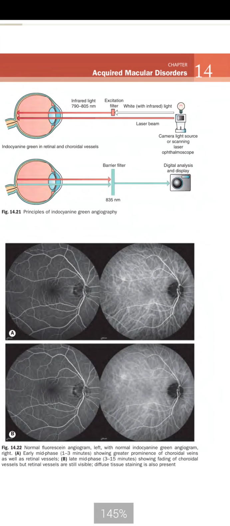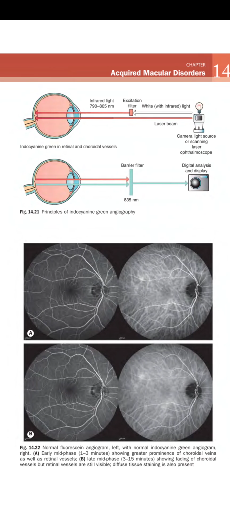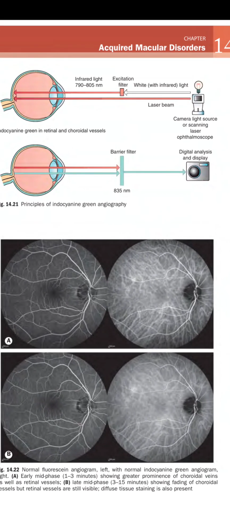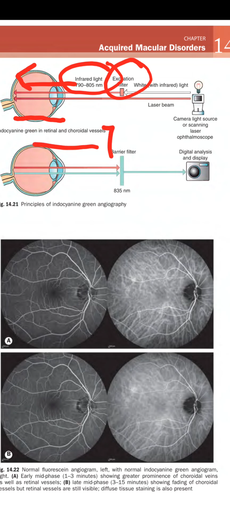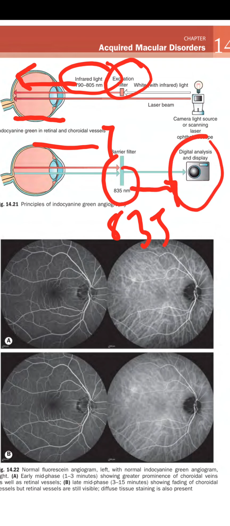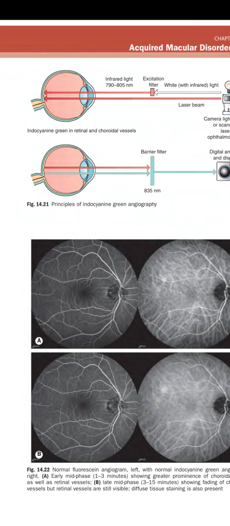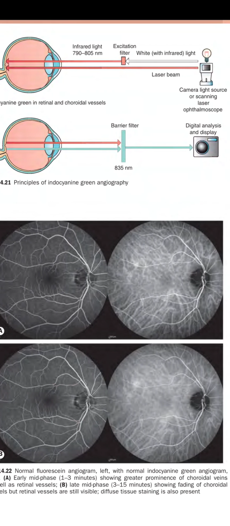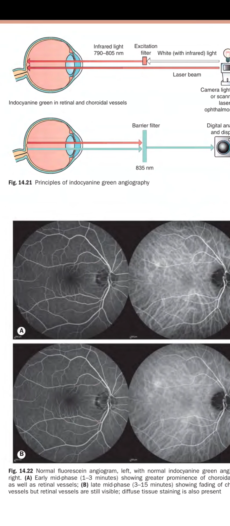This is a normal fluorescein angiogram on the left with a normal indocyanine green angiogram on the right. This is the principle of indocyanine green angiography. There is white light with infrared light. An excitation filter is used, which transmits light of about 805 nanometers. When it strikes the dye, it emits light of 835 nanometers, and with the barrier filter only the 835 nanometer light passes, and you can capture it in the digital camera. A normal fluorescein angiogram is on the left, with a normal indocyanine green angiogram on the right.